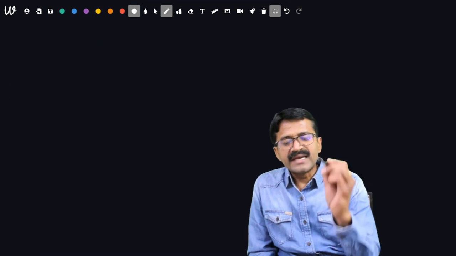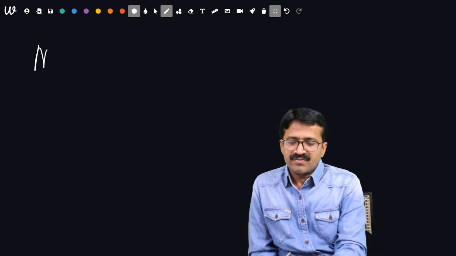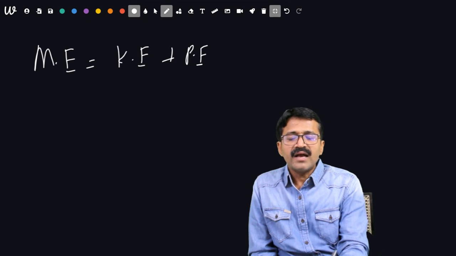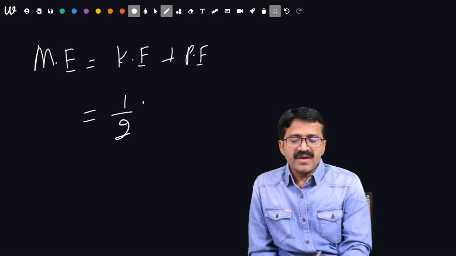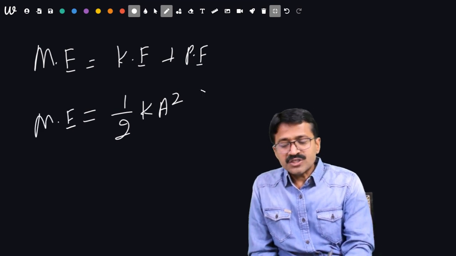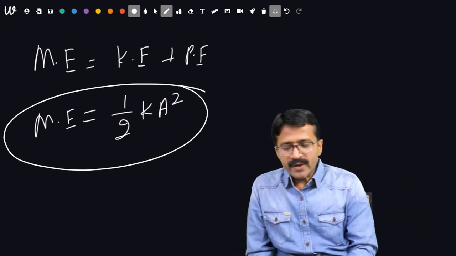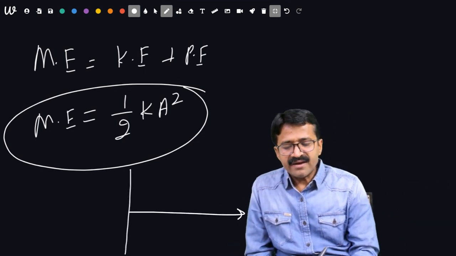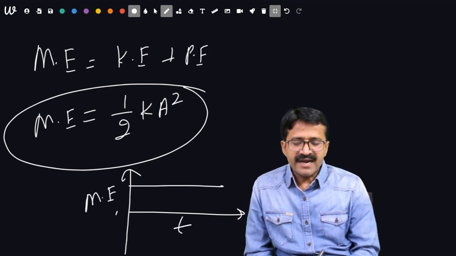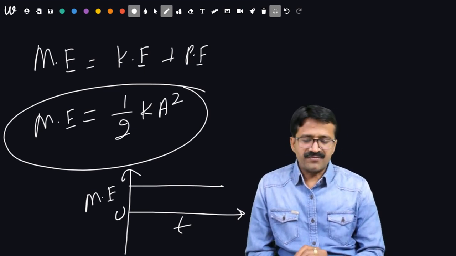Now what about mechanical energy? Mechanical energy is the sum of kinetic energy and potential energy. Then its result will be half k a square. Now the question arises, what about the graph? Since it does not depend upon time at all, its graph will be a straight line, and in such a way this will be the graph, this is mechanical energy, and this is time. So this is about curves or graphs.